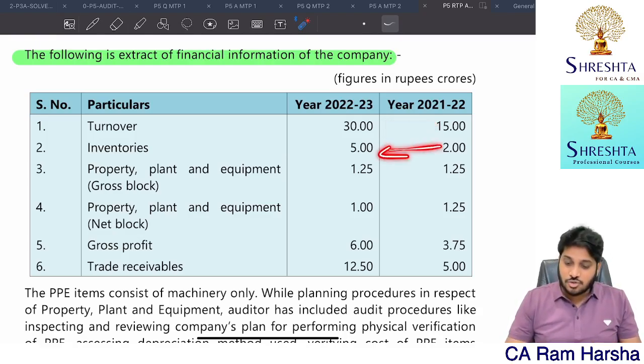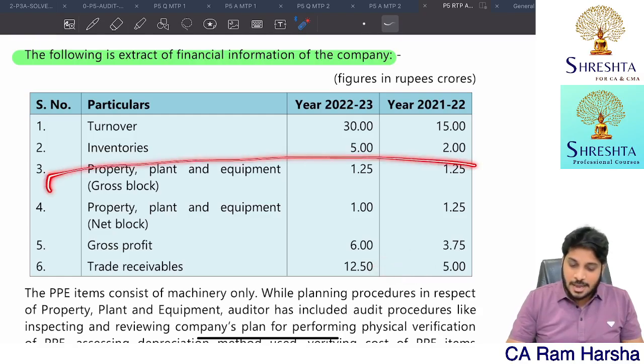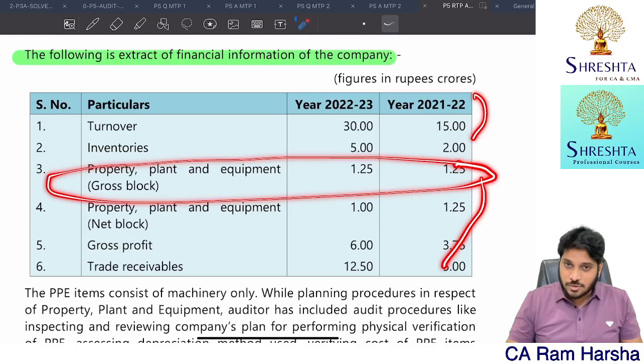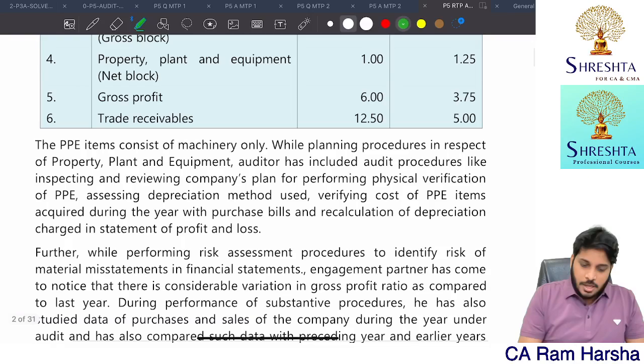Getting it. Inventory has also been increased a lot. Even gross profit has increased almost 70%. Trade receivables have increased a lot. In spite of the same capacity, all items of the financials are increased. It's a high risk. We'll see. The PPE items consist of machinery only.